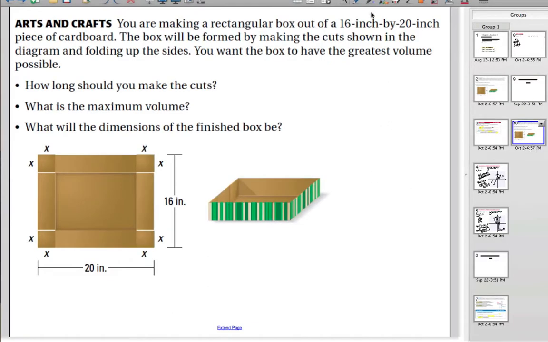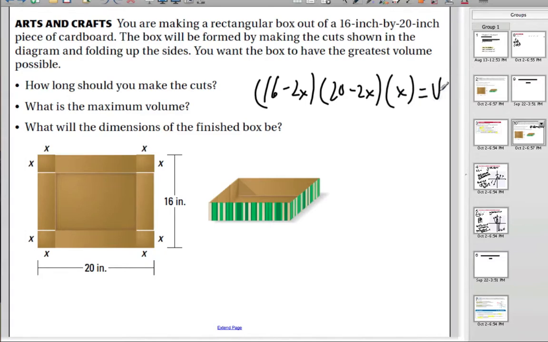So in working with this particular problem, we want to write a model that's going to graph the different volumes we could have. So I know that my cardboard is 16 inches, and I'm going to create this height, x. I don't know what height to make it. But I know then that this side here will be 16 minus 2x, because I'm going to take x out of the total of 16 twice. And this other dimension, my width, would be 20 minus 2x. And my height would be x.